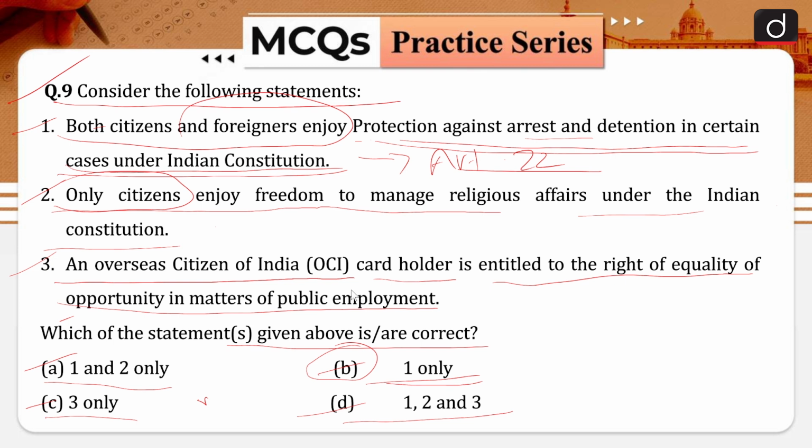And an OCI holder, that is the OCI card holder, is a person registered as an OCI card holder under the Citizenship Act of 1955, and is entitled to rights as the Union government may specify for them. An OCI shall not be entitled to the following rights. Your first right is he or she shall not be entitled to the right of equality of opportunity in matters of public employment. So they are not entitled to this right. He or she shall not be eligible for election as the President of India.